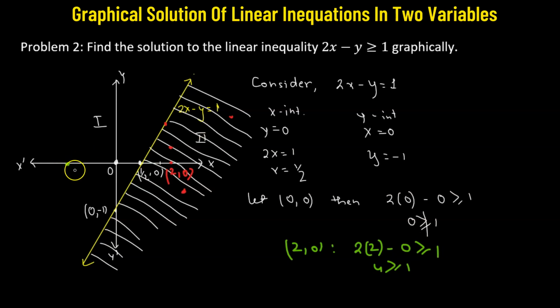And if we choose a point lying on region number 1 other than (0, 0), so let's say we consider (-2, 0). If we substitute it here, we have 2 times -2, so that's going to be -4. So -4 is coming out to be greater than or equal to 1, which is a wrong statement. So any point lying on region number 1 is not going to be a solution to the given linear inequality. Let's go to the next problem.